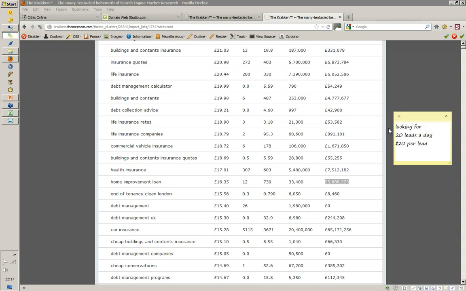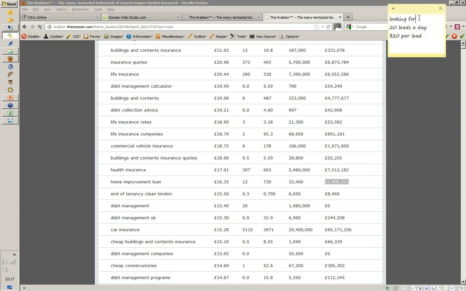Exactly. Okay, what I've done is I've just put a sticky note up to keep a perspective of what we're trying to achieve here. So here we can see how much money is flowing through these markets if we own them, right? And all we're looking for is 20 leads a day, and each must make us about $20 a lead.